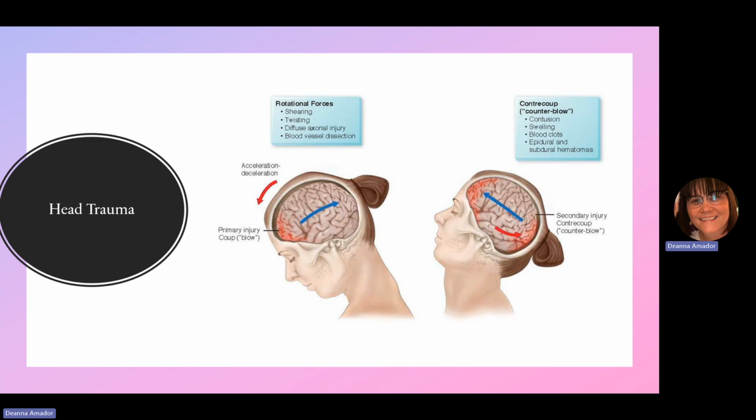So this is the coup, counter coup that is shown to cause these shearing injuries that can happen with any type of head trauma, and to kind of be aware of that. So we can have skull fractures, we can have closed skull fractures. We don't know what's really going on.